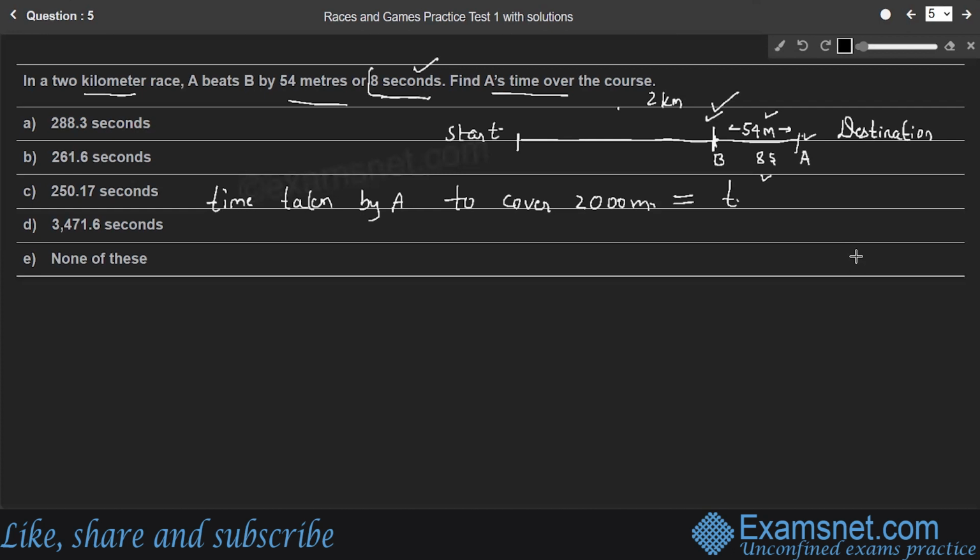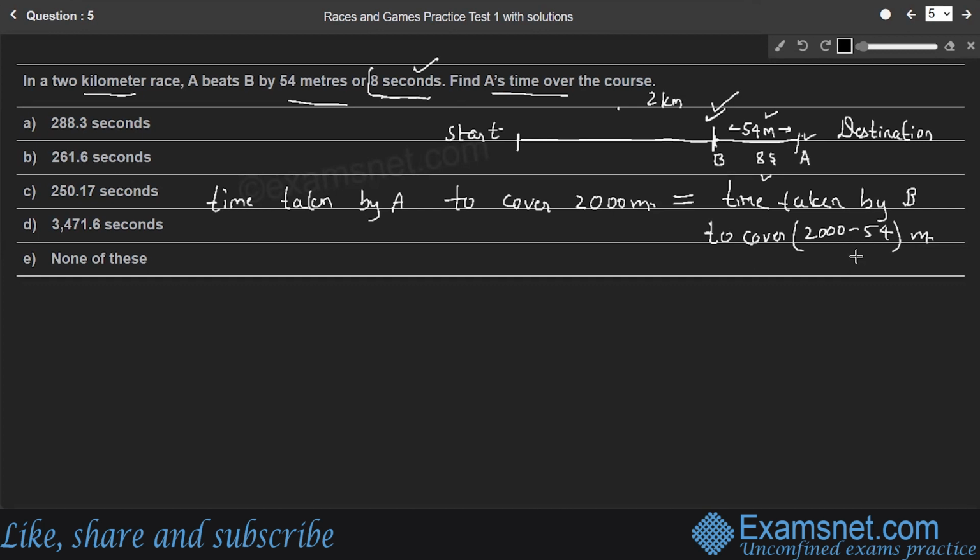Therefore, the time taken by B to cover 2000 minus 54 meters. When A reached the destination, the position of the other person was at B here, which is 2000 minus 54 meters, which is nothing but 1946 meters.